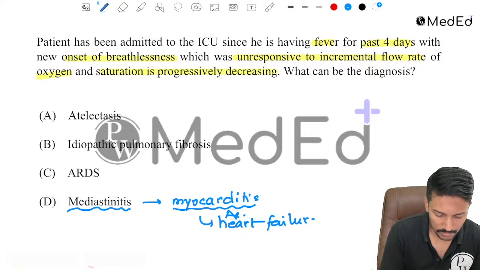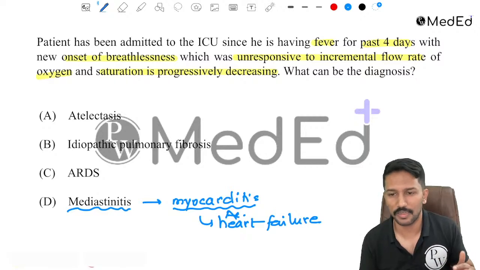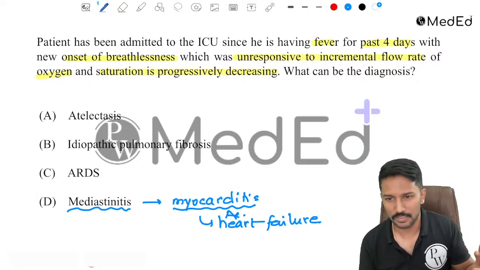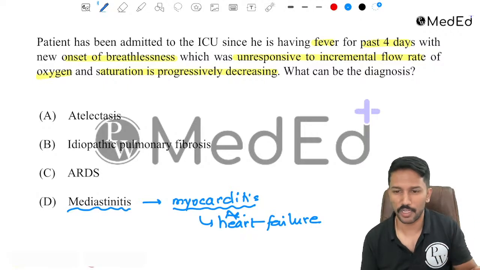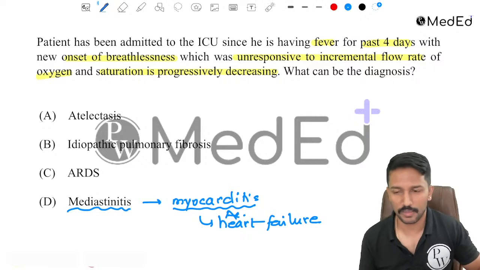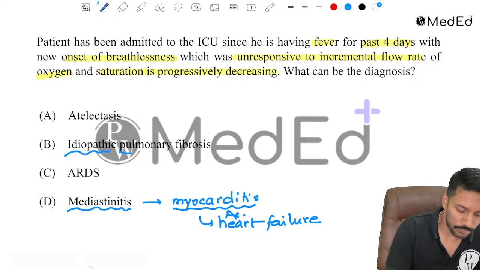Now in this question, whatever information I have won't suggest acute heart failure. The patient doesn't have bilateral basal crepitations, raised JVP, or an X-ray showing pulmonary edema. That information is not there. So I wouldn't suspect an acute or sudden onset heart failure or a myocarditis in this case. Okay. Then can it be idiopathic pulmonary fibrosis?